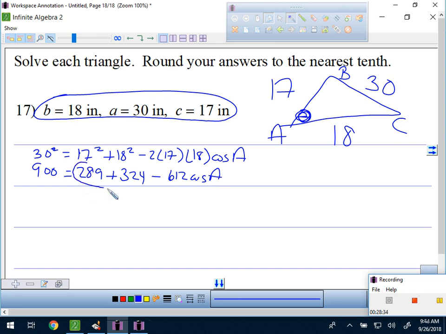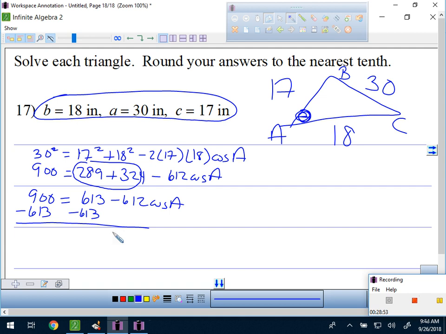I'm going to combine these two numbers right here together. So 900 equals 289 plus 324, and that'll give me 613. Most common mistake: you cannot subtract these two right here because this is with cosine. What I can do, though, is subtract 613 from both sides. So 900 minus 613 gives me 287 equals negative 612 cosine of A. Again, divide both sides by negative 612.